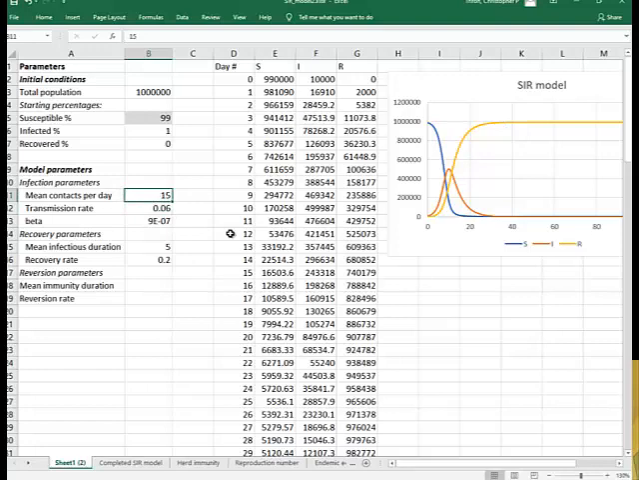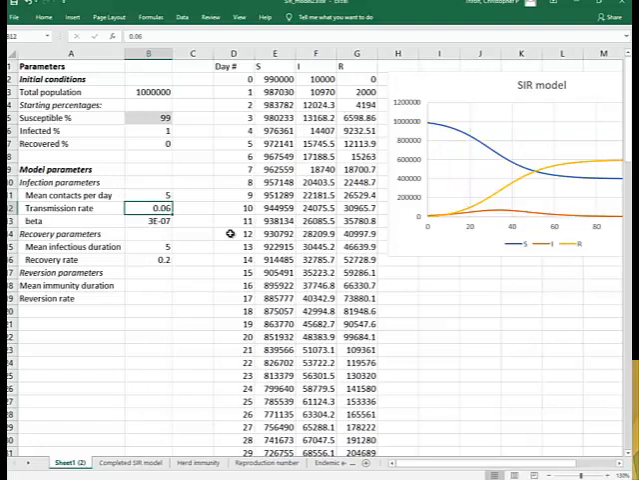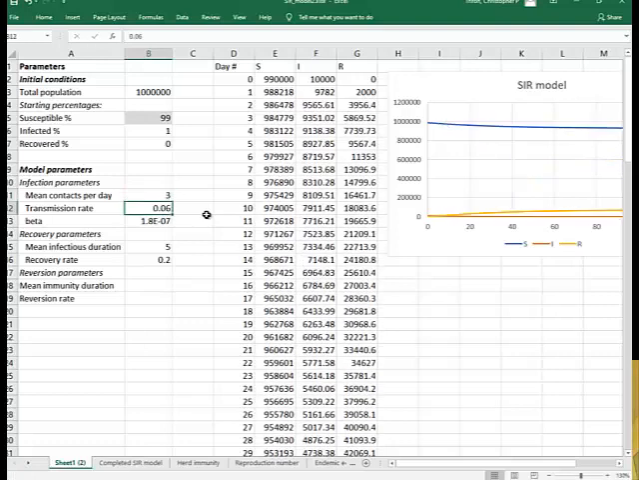Suppose I reduce my contacts to 5. Now you see the peak is much more spread out, and in fact fewer people become infected. All right. This would correspond to social distancing. All right. I can reduce this even further, and the peak is spread out even more.